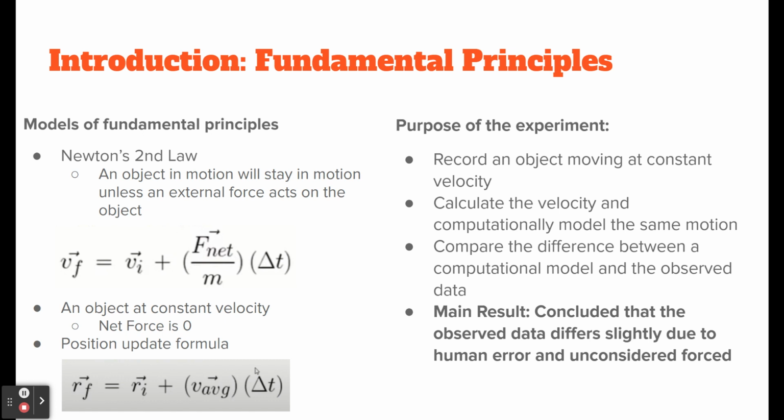The purpose of this experiment is to record an object moving at a constant velocity. We're going to calculate that velocity and then put it into a computational model to record the same motion. And then we're going to compare the difference between the computational model and the observed data to see where it differs. The main result concluded that the observed data differed slightly due to human error and unconsidered forces.